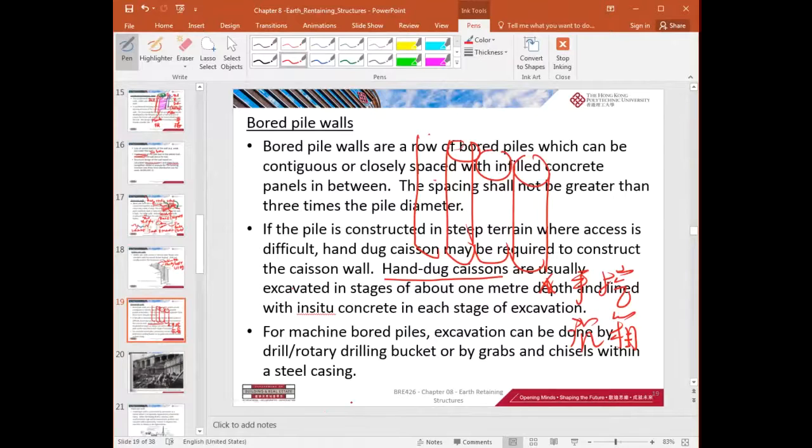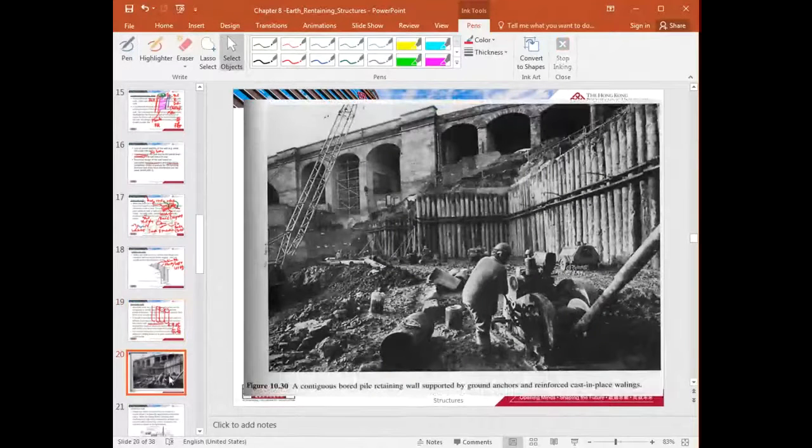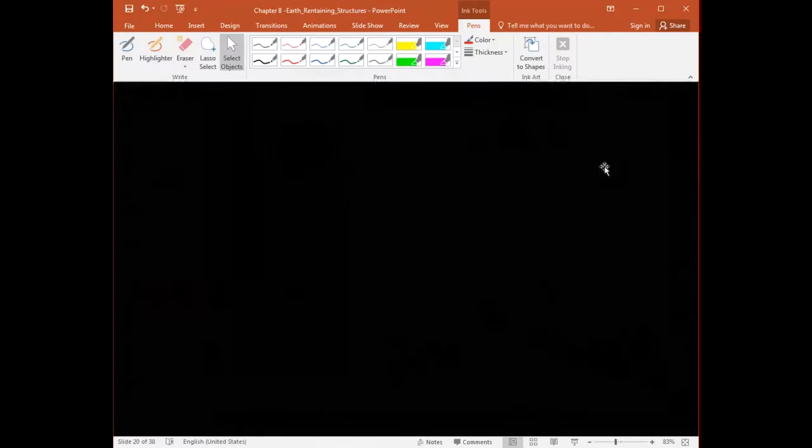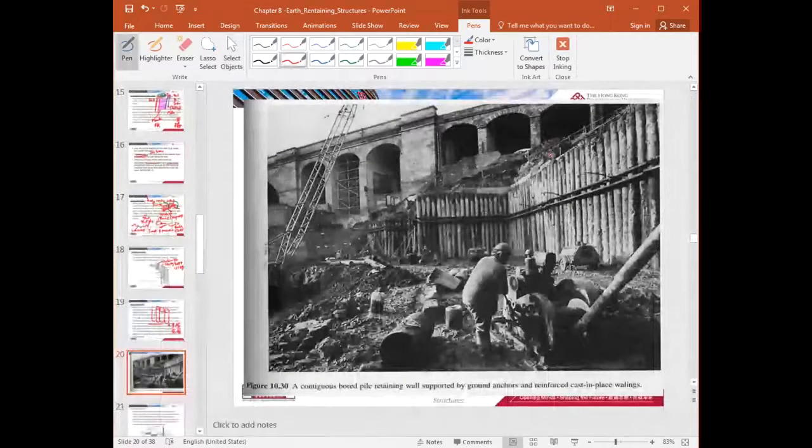On the other hand, all the power walls will be excavated and constructed by machines, right? Very heavy duty machine. So you have the bored pile wall, a very close spacing, right? They are almost packing each other to form a continuous wall. And you can see here you got the tie back, right? That's the tie back system.